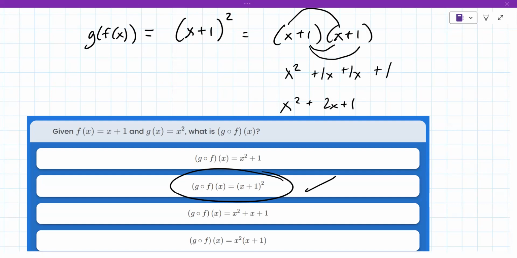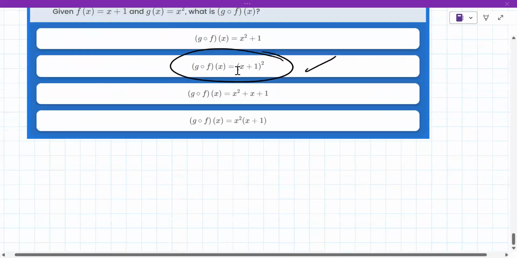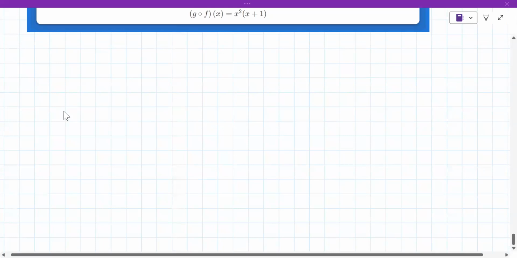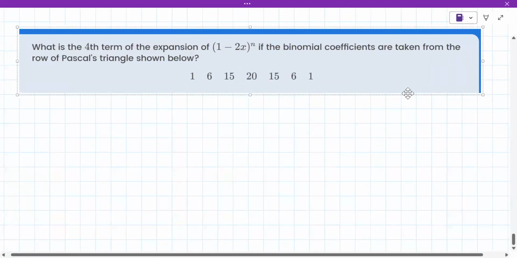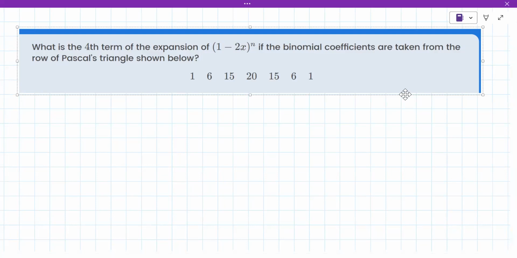Here is a new problem. They are getting more difficult, probably because they've all been answered correctly. All right, it says, what is the fourth term of the expansion of 1 minus 2x to the n if the binomial coefficients are taken from the row of Pascal's triangle as shown below? So there's a lot in here. How do we even want to start this?